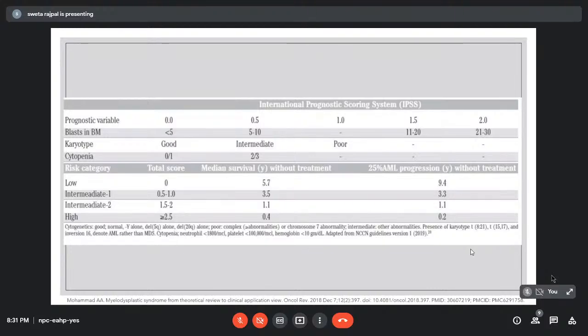So this is a table showing the initial IPSS, where we can see the risk categorization: low, intermediate 1, intermediate 2, and high. We can see that as the risk category increases to high, the median survival decreases to 4 months, and AML progression happens within less than 2 months.